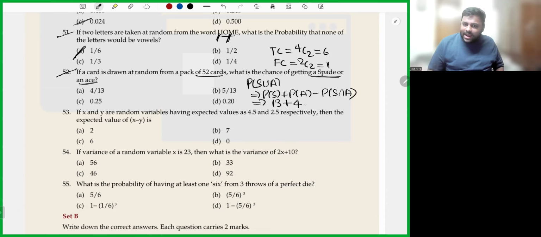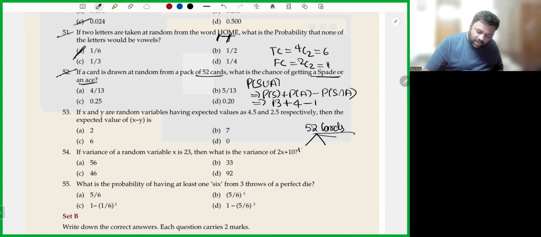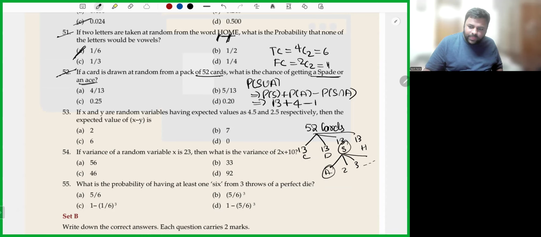Minus spade and ace. I have 1 card which is spade and ace. So what is that 1 card? See, 52 cards. We are having 4 suits. 13 club, 13 diamond, 13 spade, 13 heart. 13 spades are somewhat like this. A, 2, 3, so on. I mean, there is 1 card which is ace as well as spade, right?